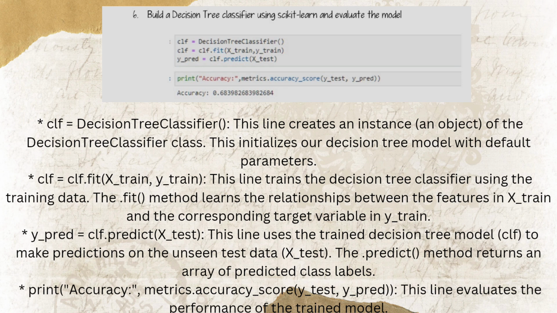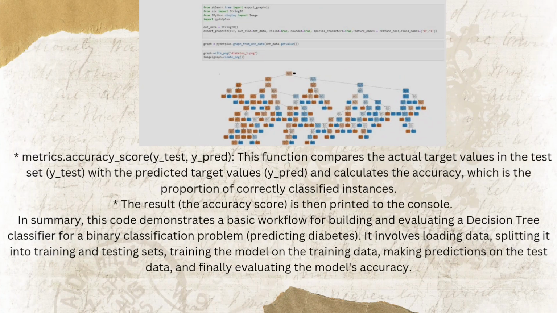print("Accuracy:", metrics.accuracy_score(y_test, y_pred)). This line evaluates the performance of the trained model. metrics.accuracy_score(y_test, y_pred). This function compares the actual target values in the test set, y_test, with the predicted target values, y_pred, and calculates the accuracy, which is the proportion of correctly classified instances. The result, the accuracy score, is then printed to the console.